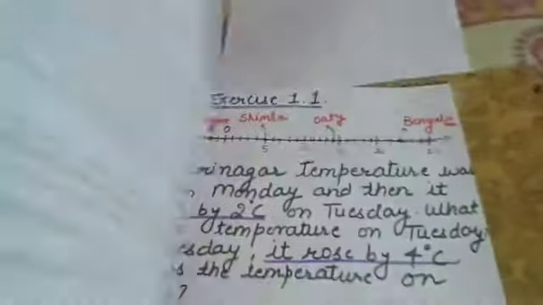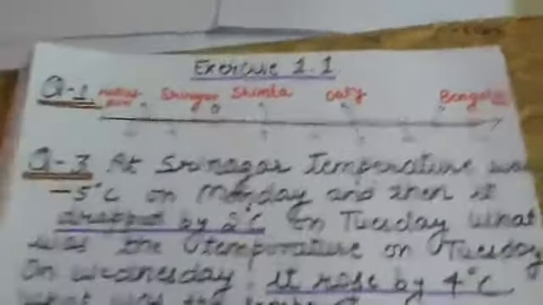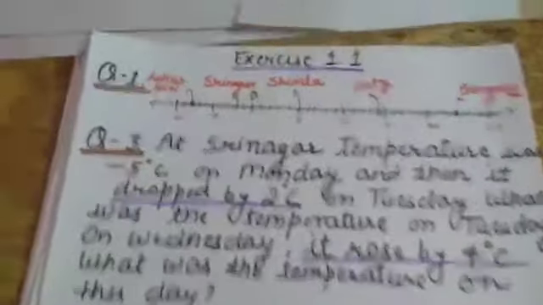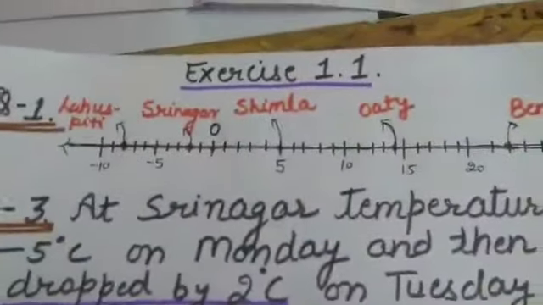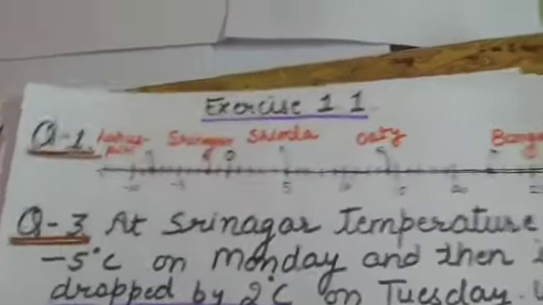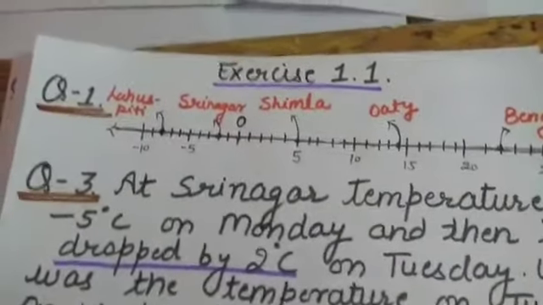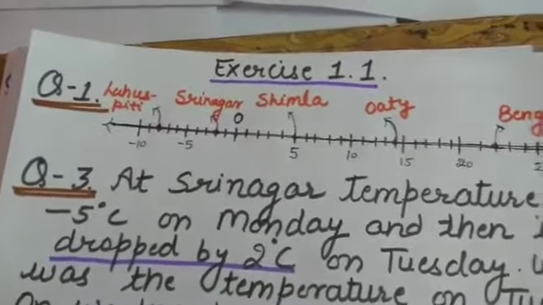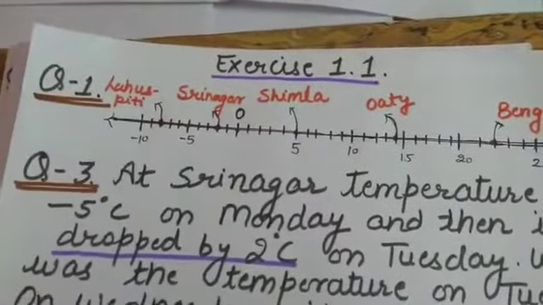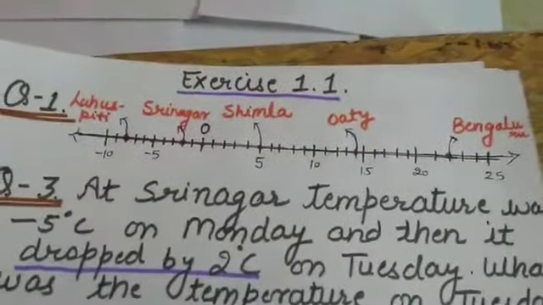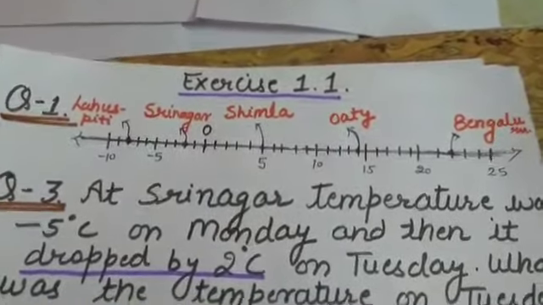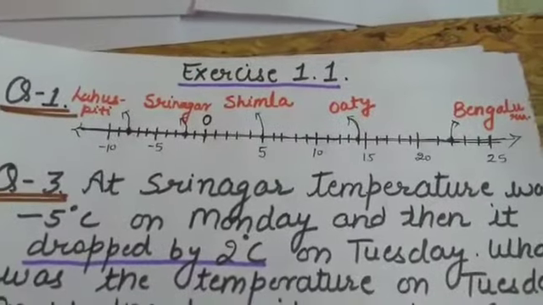So now on this topic, let us discuss some questions related to exercise 1.1. Here is exercise 1.1 of NCERT, page number 4. Let me read the question first. The following number line shows the temperature in degrees Celsius at different places on a particular day. This number line is given in question number 1, and it shows the temperature in degrees Celsius at different places.